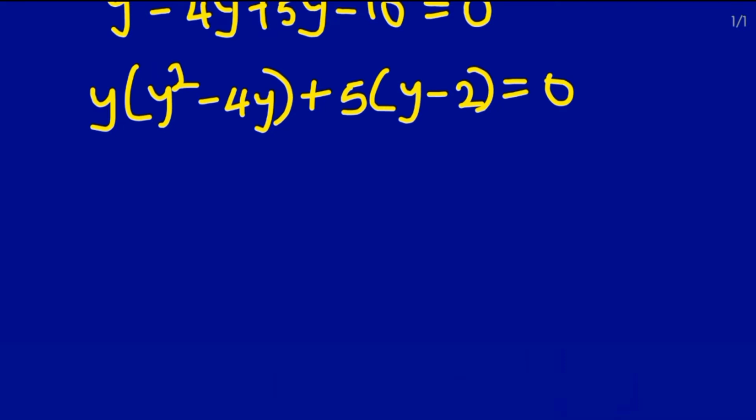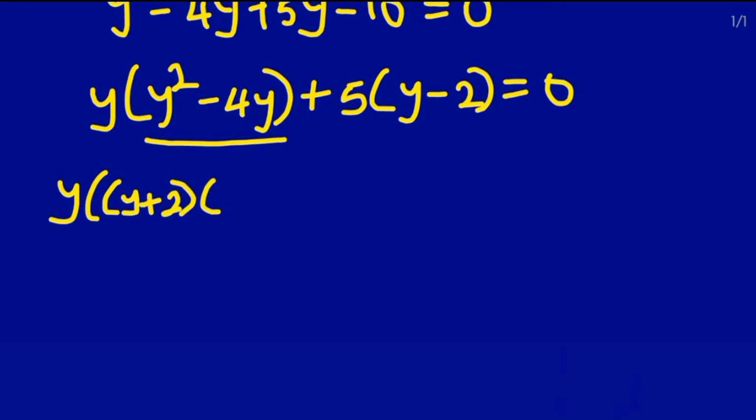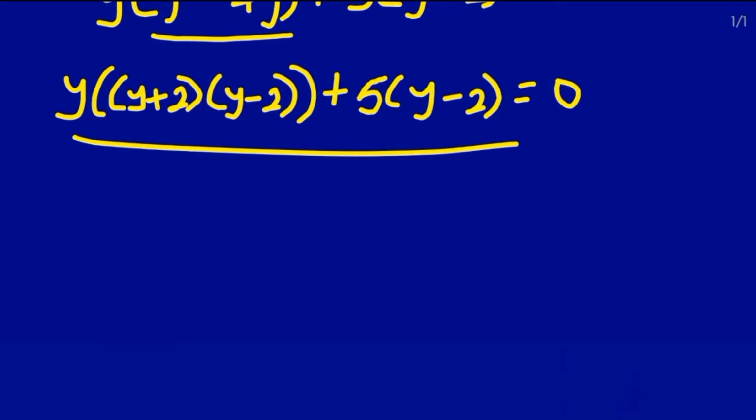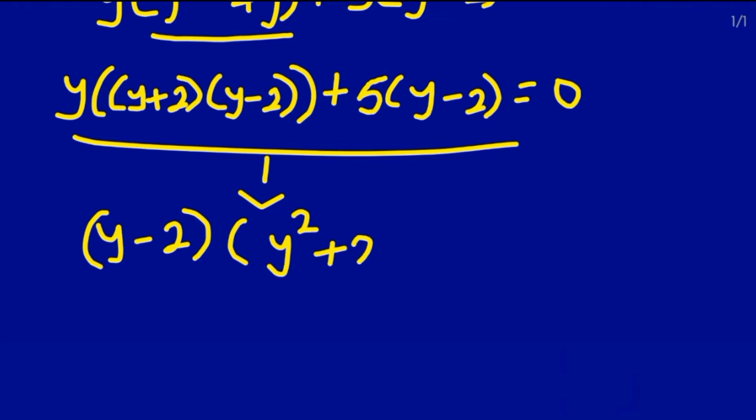Now you can also write this equation in the bracket as y plus 2 bracket y minus 2 plus 5 bracket y minus 2 is equal to 0. Now this whole equation you can write as just this simple one to help us solve it. You have y minus 2 bracket y squared plus 2y plus 5 is equal to 0.